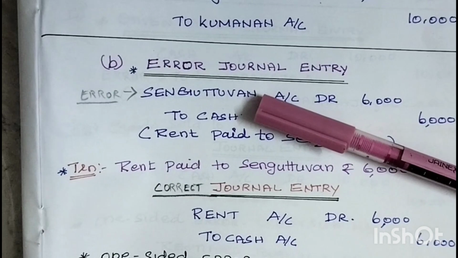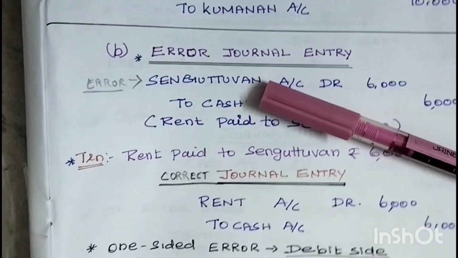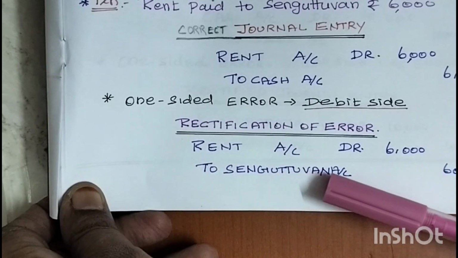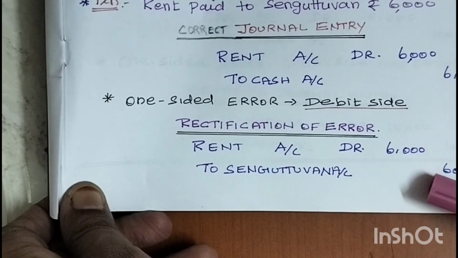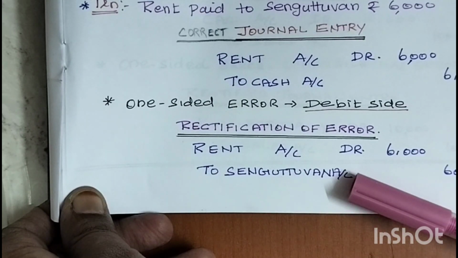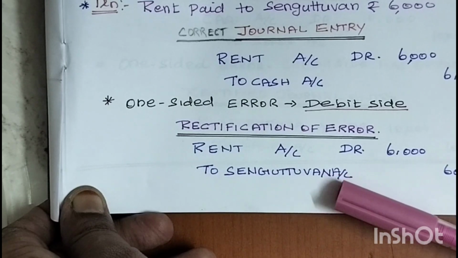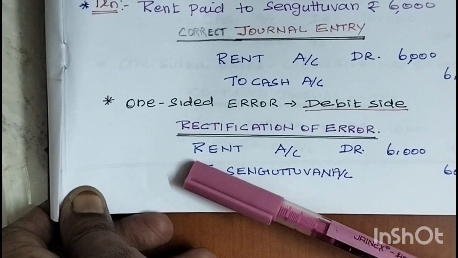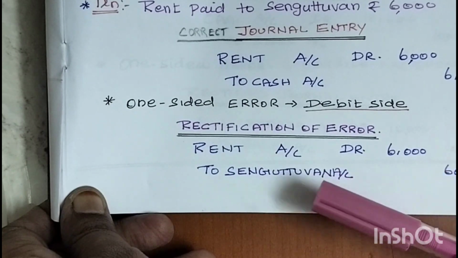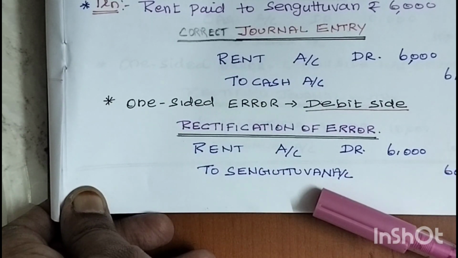Then only the error will be rectified. So on the credit side we have to write to Sengutuvan account 6,000 rupees. Then the error will be rectified. Now the error is rectified. Rent account debtor 6,000 rupees, and the error account has to be credited 6,000 rupees.